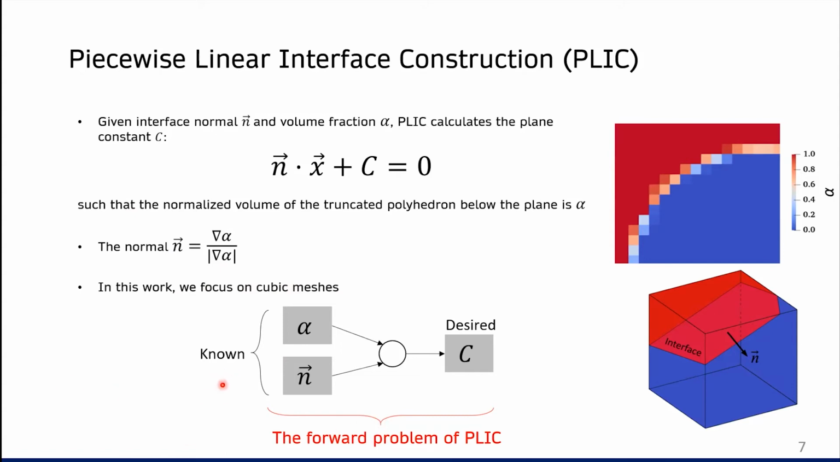In this discussion, we call this the forward problem of PELIC, which is also used in the literature as well. So we have alpha, we have n. Our goal is to find C, and this is the forward problem of PELIC. It's good to remember this because we come back to this forward problem.